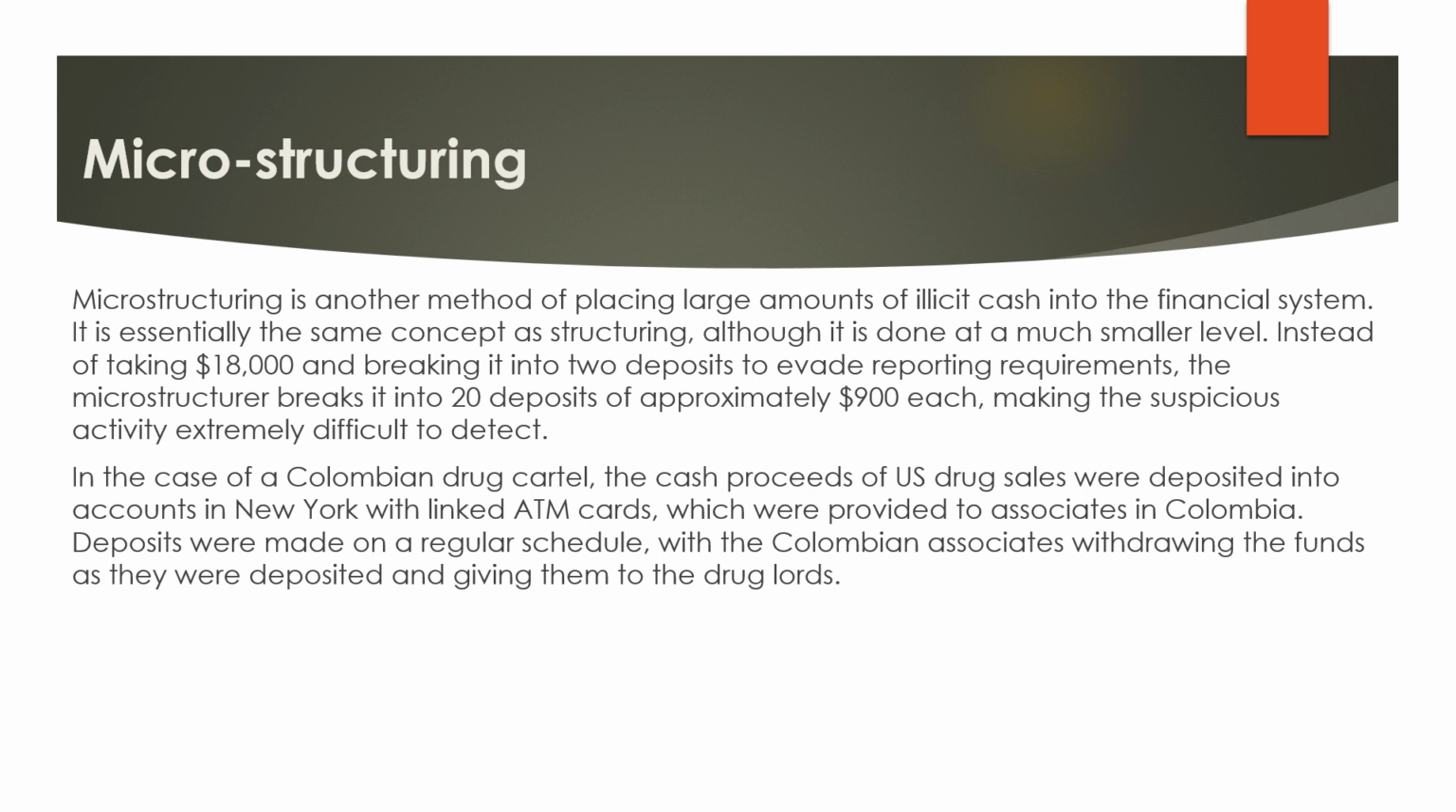In the case of a Colombian drug cartel, the cash proceeds of US drug sales were deposited into accounts in New York with links to ATM cards, which were provided to associates in Colombia. Deposits were made on a regular schedule, with the Colombian associates withdrawing the funds as they were deposited and giving them to the drug lords.